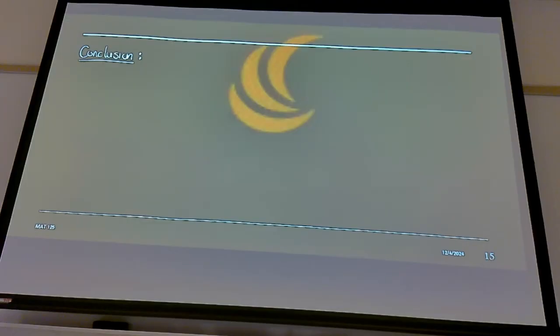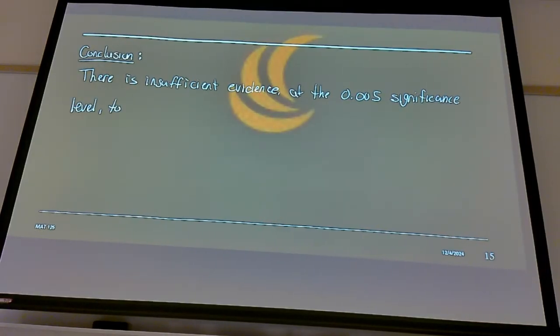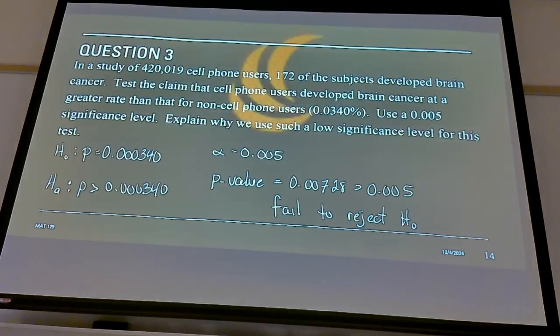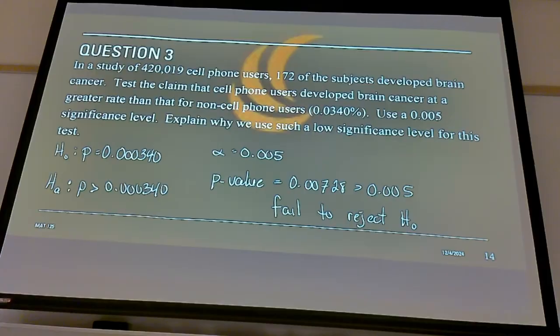Now for the conclusion. What was the claim we were testing? Was it the null or the alternative? The alternative.